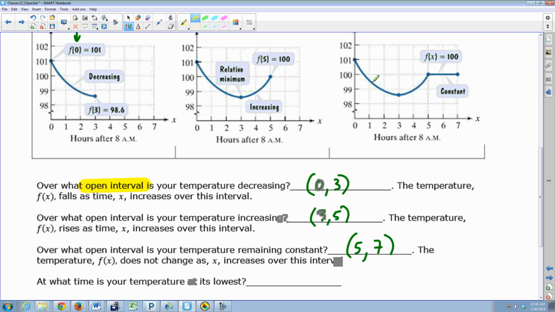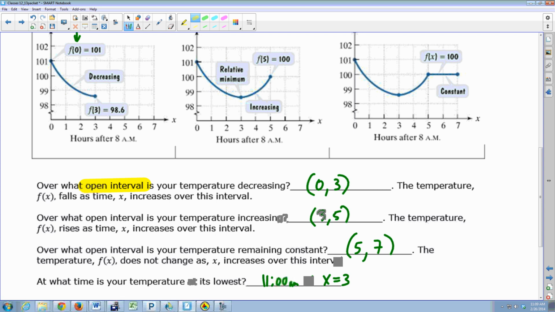Okay, so if you were looking at this entire graph right here, this final graph, at what time is your temperature at its lowest? 11 o'clock, or at x equals 3, which represents 11 a.m., right? Okay. And no problem with that. That's pretty intuitive too. So what did you look for here, Amy? You picked 11 up right away. What did you look for when I asked you?